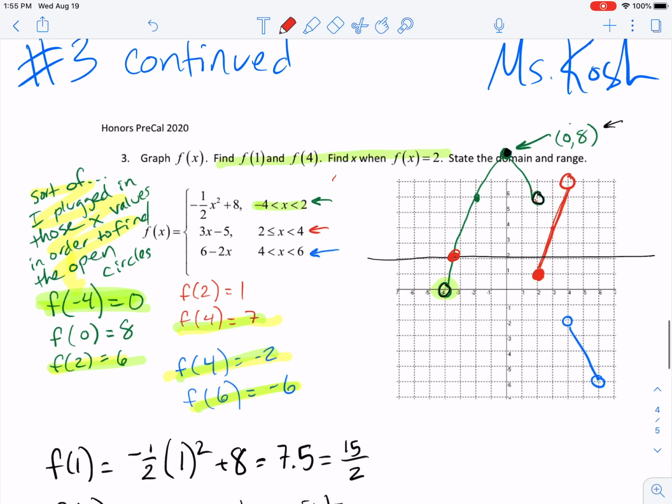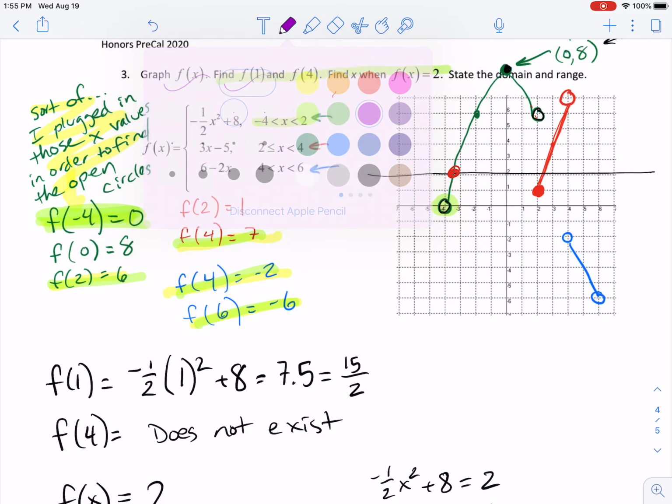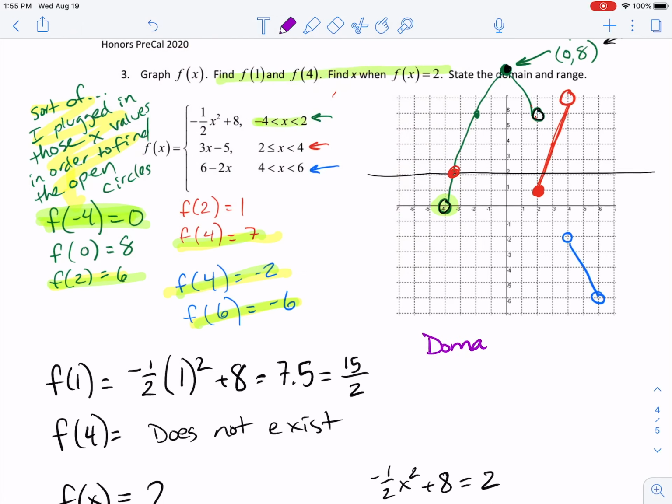Then the next thing they wanted is domain and range. Let's go with purple. So the domain, we're going to start at -4, but we don't include -4. We're cruising along, everything is good until we get to 2. We have discontinuity, but we're still defined at 2, so we're still fine. At 4, I have an open circle here and an open circle here. So we go from -4, I was cruising along this way, and then we picked it up again here and kept going.